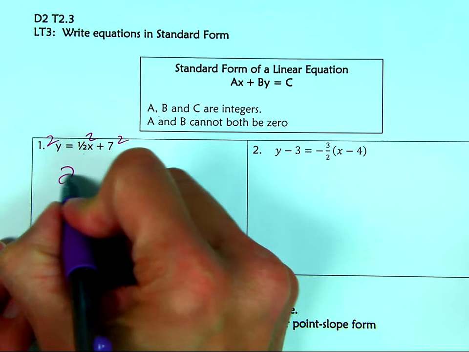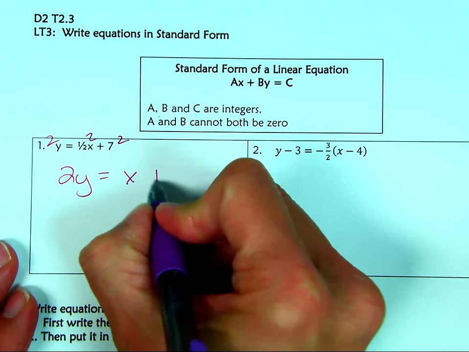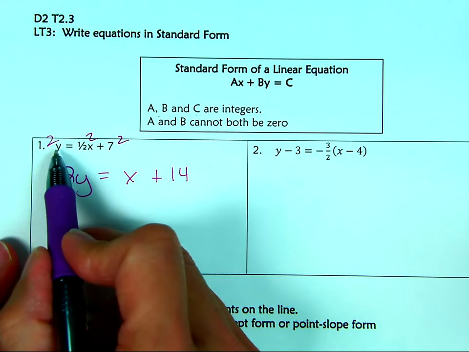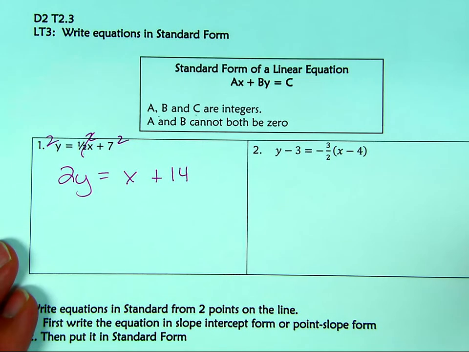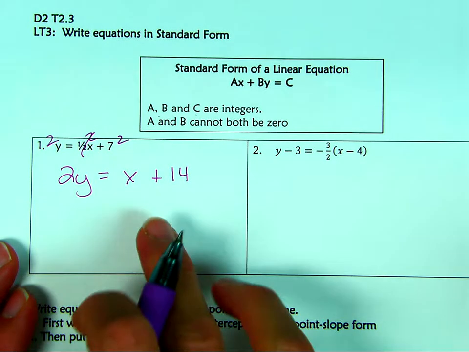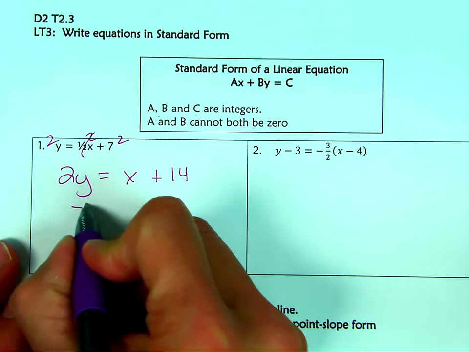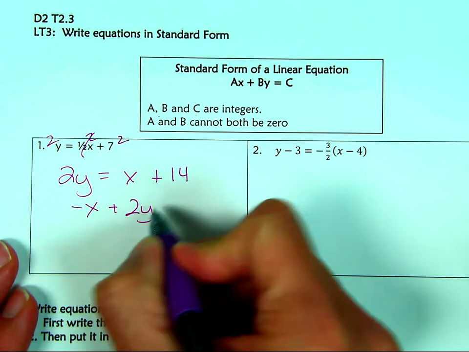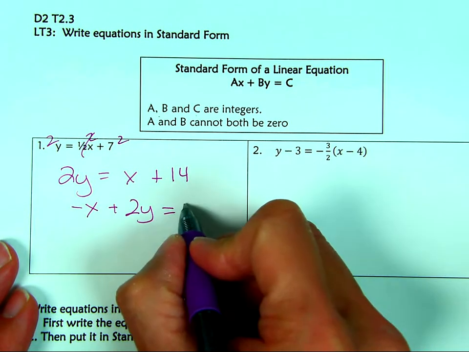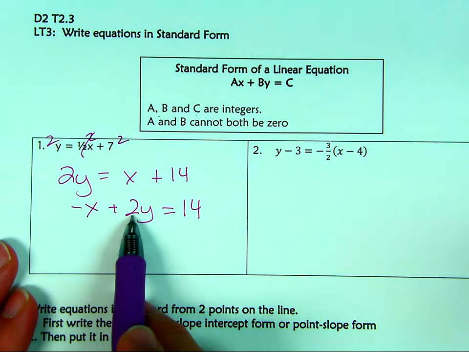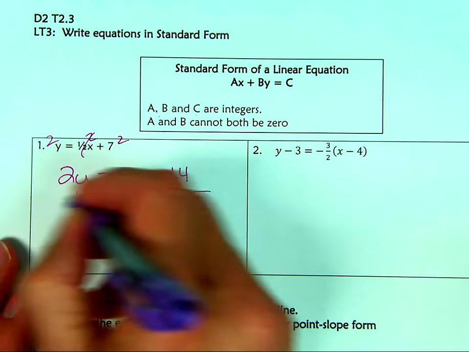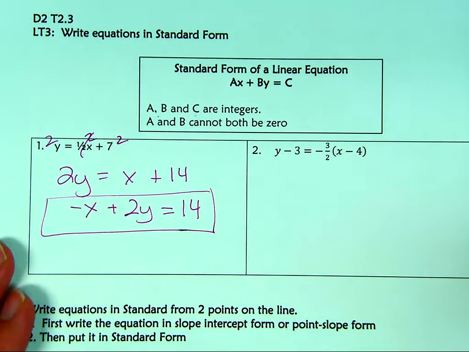So we get 2y equals x plus 14. And you see that the 2 and the 1/2 canceled, so it's just a 1x, but I didn't put the 1x. Now I need to get everything on one side, and usually it's on the left side. So I'm going to move x over. I'm going to subtract x from both sides. Remember, x and 2y can't be combined, and we need both of them in order to have it in standard form. So my a is negative 1, my b is 2, and my c is 14. And this is how I go from slope-intercept form to standard form.